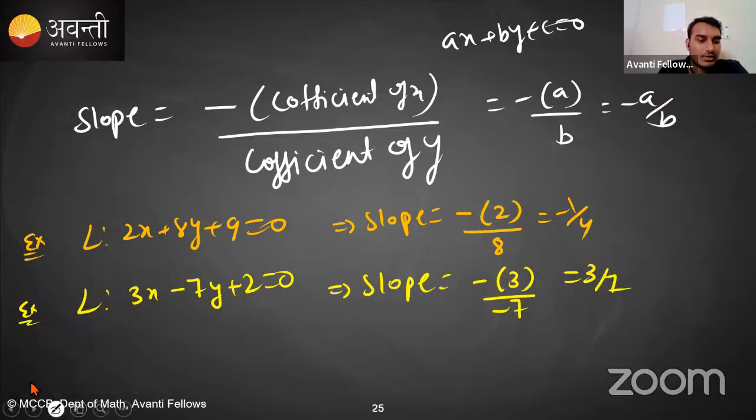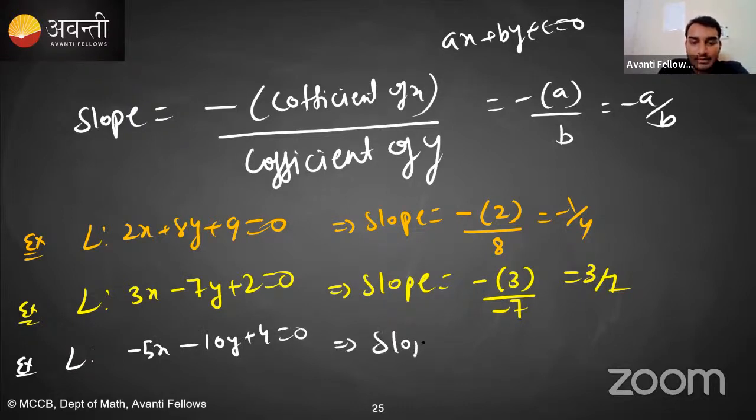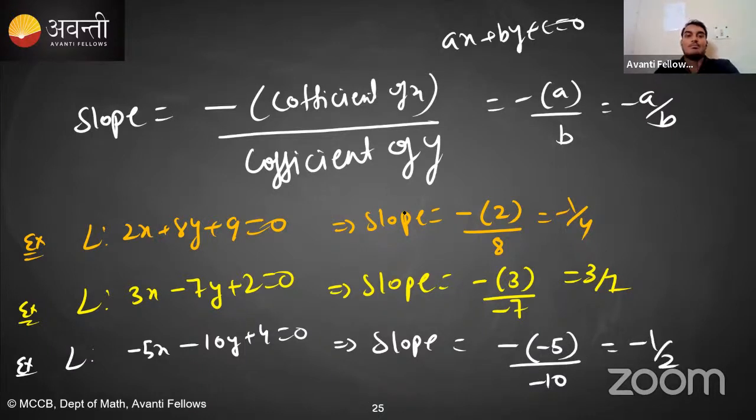Okay, let's see one more example. Let's say the line is minus 5x minus 10y plus 4 is equal to 0. So what is the slope? Slope is minus times coefficient of x, which is minus 5, upon coefficient of y, which is minus 10. How much is the slope? Minus half. Minus half. Yes, very good.